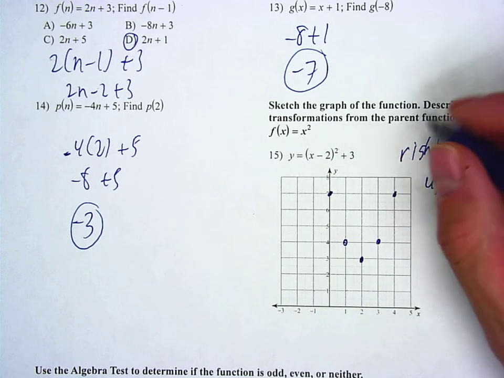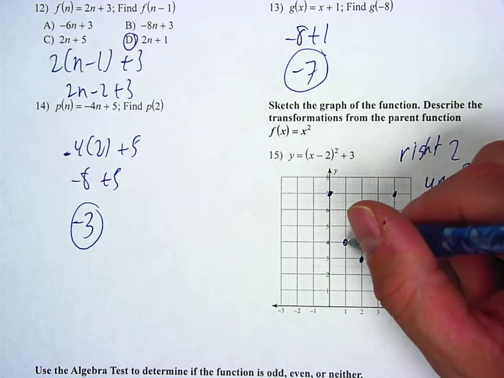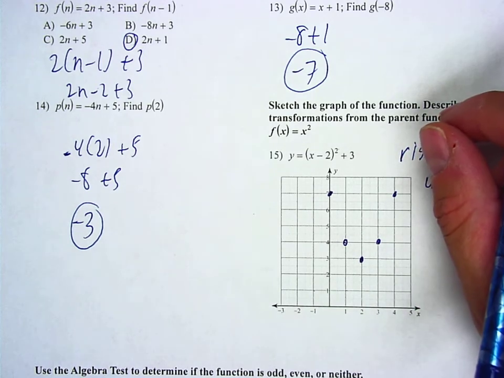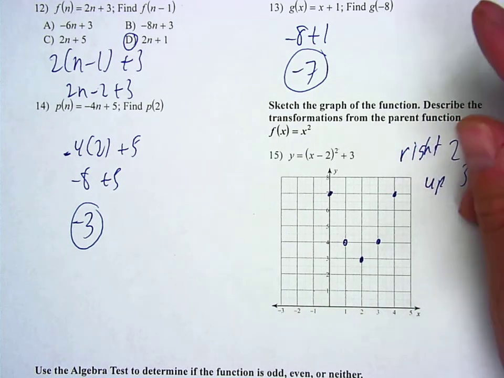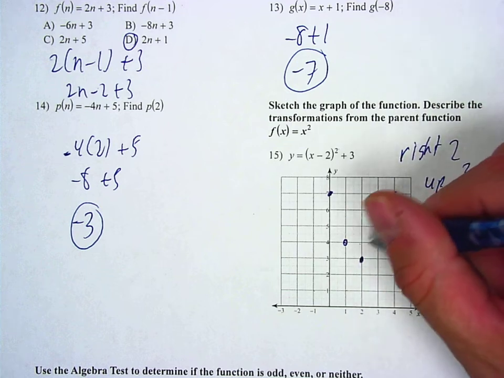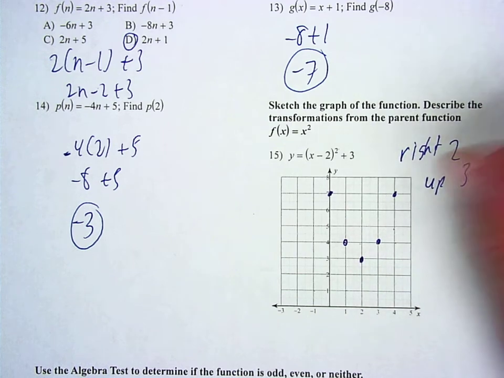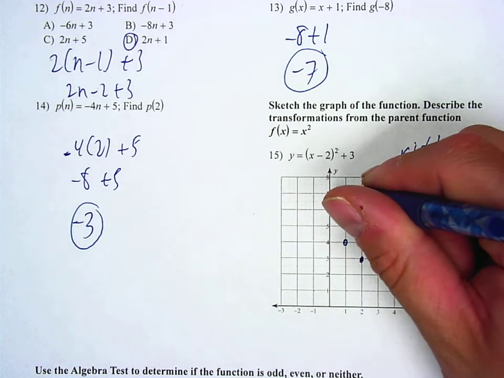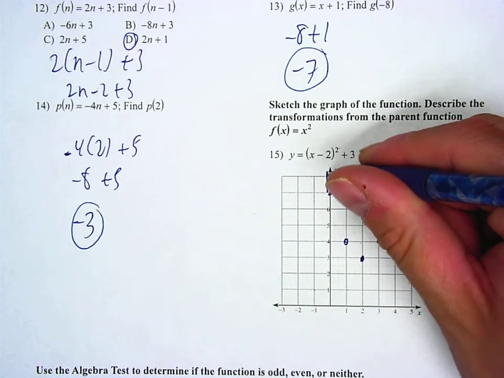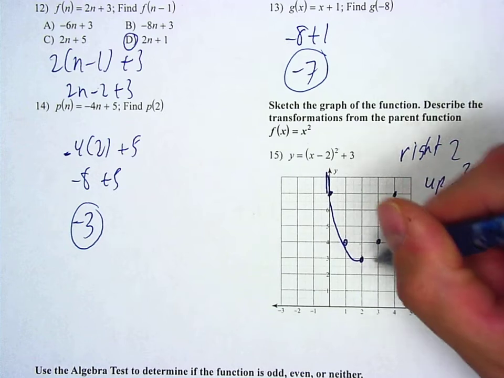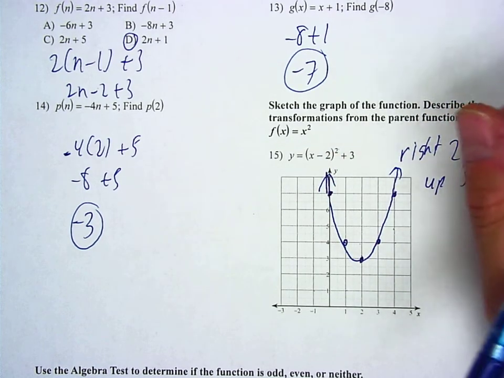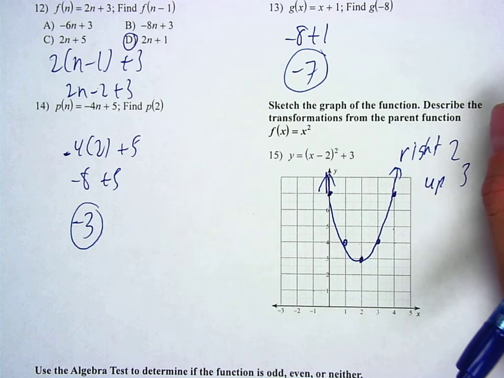And again, if you want to plot the original graph, you can plot the original graph and then just go right 2, up 3 for all the points. So like the 2, 4, right 2, up 3. And then the negative 2, 4, right 2, up 3 to get the graph of the new parabola or the transformed parabola. It has a horizontal and a vertical shift, in other words.